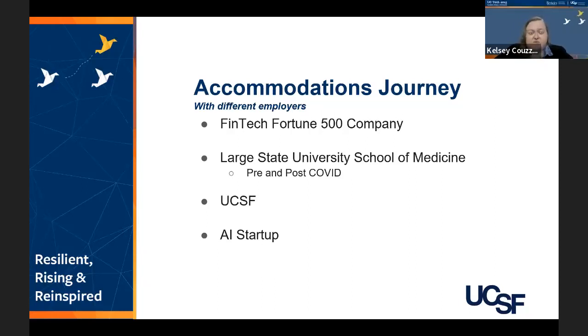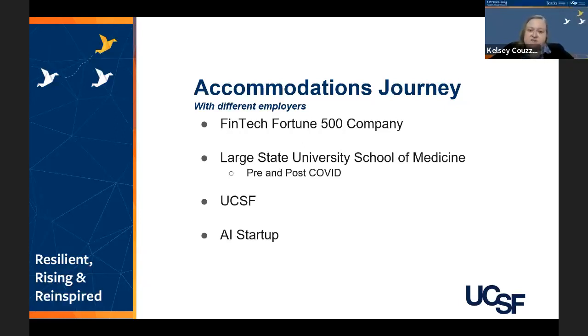So the second place was a large state university school of medicine. It was very different before and after COVID. So I disclosed the disability during the interview process. I was already walking with a cane at that point, and so I figured it would be obvious that I had a disability, so I might as well disclose it. I do want to say it's a very personal decision whether someone decides to disclose something during the interview process or not. There is not a right answer, and it is perfectly fine for people to either disclose or not disclose based on their own comfort levels.